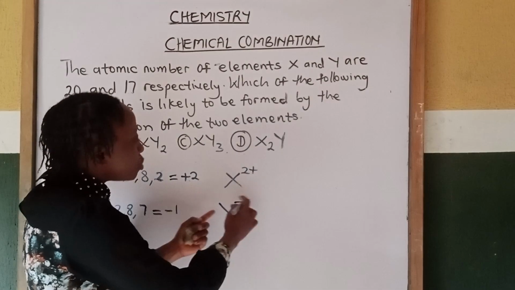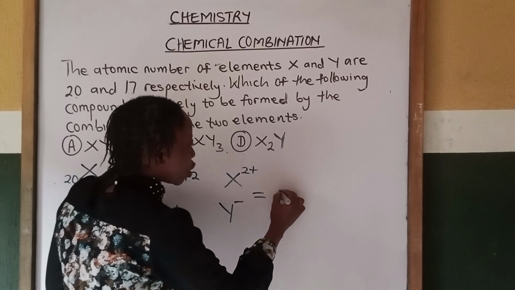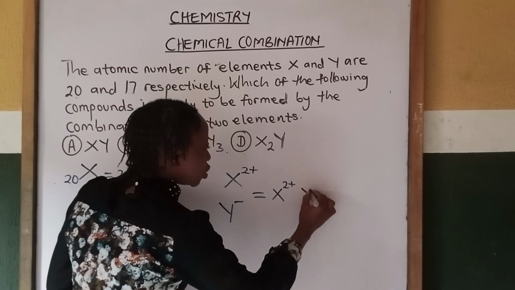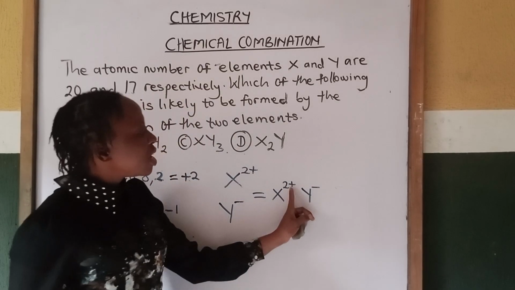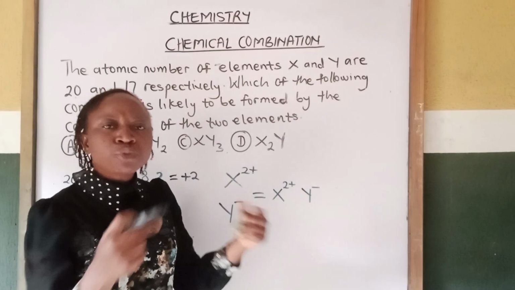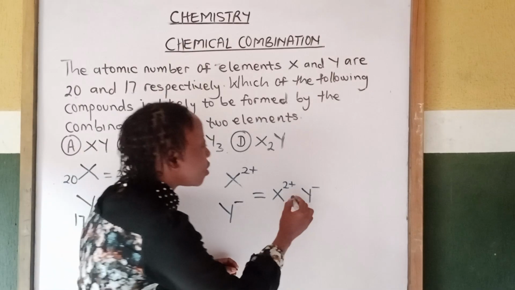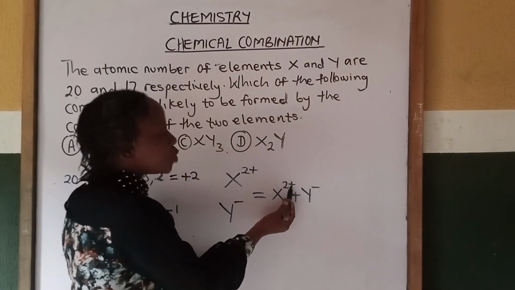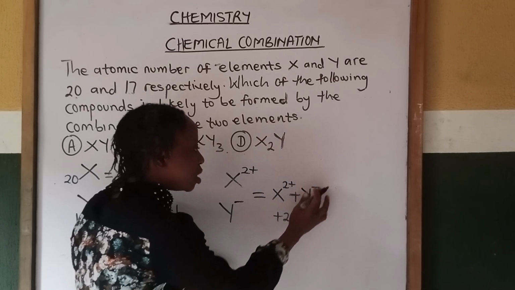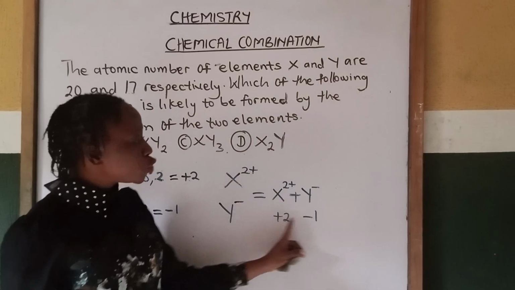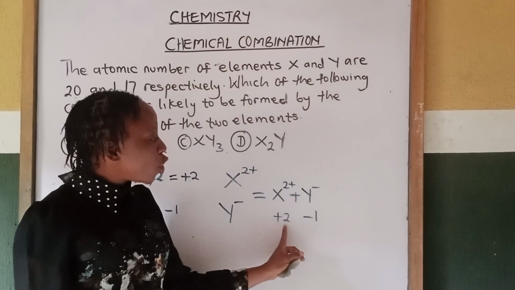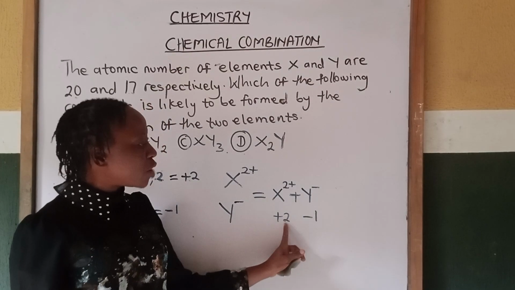For the two of them to come together to form a compound, that will be X raised to power 2 plus and Y raised to power minus 1. The number of their charges must neutralize each other. This plus 2 will not neutralize minus 1. The charge on this one is plus 2 and on this one is minus 1, so plus 2 will not cancel minus 1. Therefore, we are going to equalize the number of their charges.